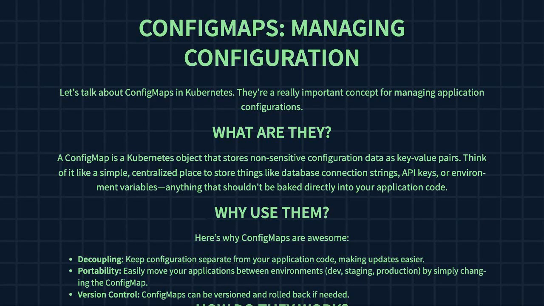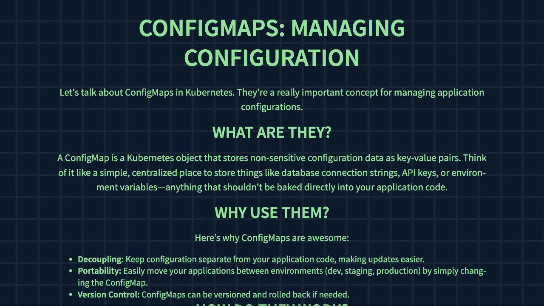Okay, let's dive into config maps. Basically, they're like a simple way to store configuration information for your Kubernetes apps. Instead of hard-coding things like database passwords or API keys directly in your code, you put them in a config map, which is just a key value store.